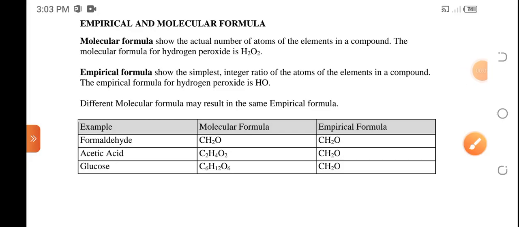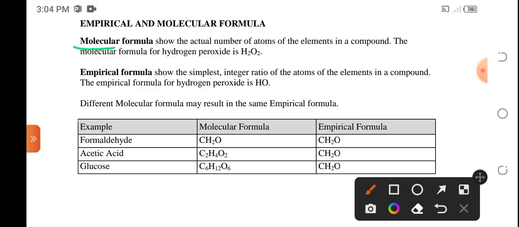Okay, for empirical and molecular formula. When we say molecular formula, the subscript in the formula actually represents the actual number of atoms of each element in the compound. Say for example, you have hydrogen peroxide, so the molecular formula is H2O2. This is actually the true or the actual molecular formula of hydrogen peroxide.